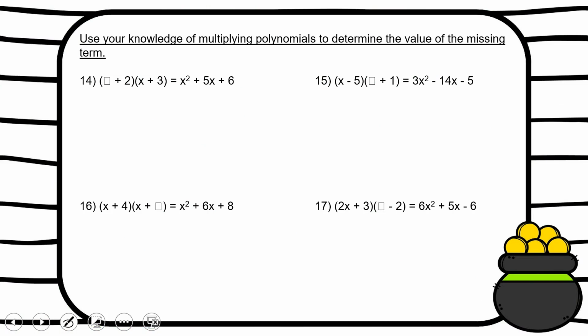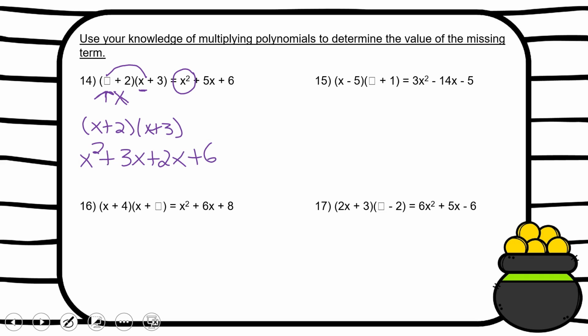Now we're going to start getting into reasoning through what could go in these boxes. On 14, I know when I multiply these first 2 terms, that's going to end up giving me what I start my answer with. So the only thing that I can multiply by x and get x squared would be an x. And I can test it real quick. If I fill in an x there and I multiply these together, I get the answer that I was looking for from the right-hand side of that equation.